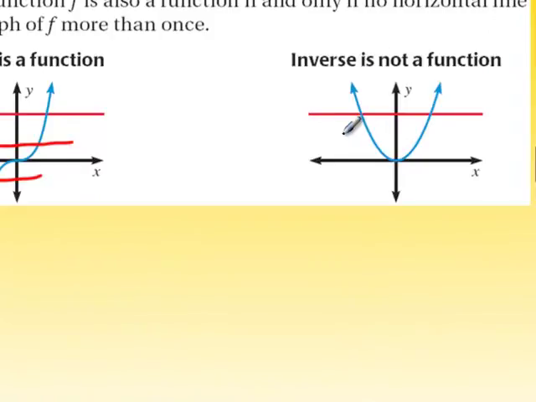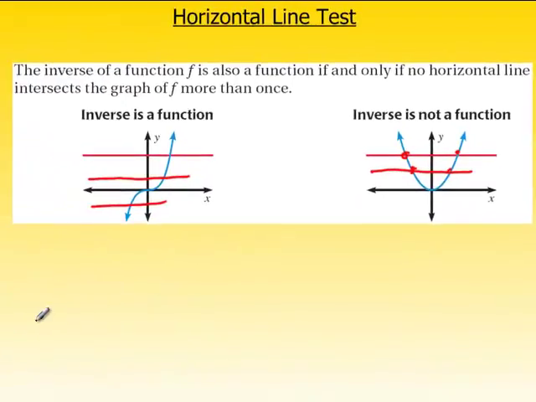But in the second graph, even though this passes the vertical line test, so the original graph is a function, the inverse is not, because it's going to cross at 2 points. So it's going to be more than one, and thus its inverse, when we reflect it over that line y equals x, will not be a function.